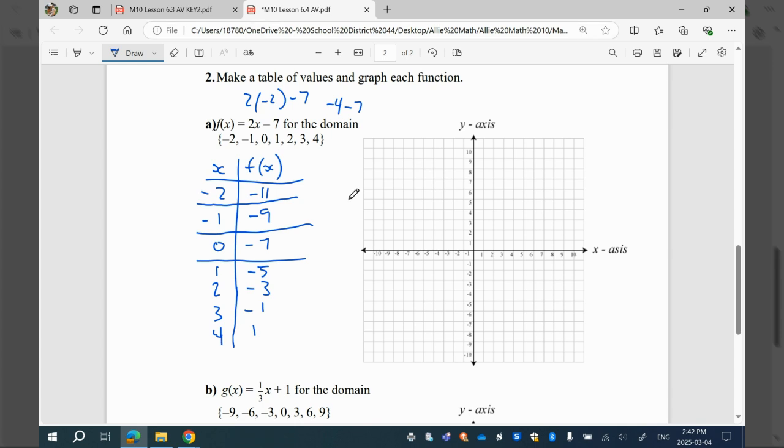And now let's make our graph. So we got a -2, -11, all the way down there. Next, we have a -1, -9. Next, we have 0, -7, 1, -5, and then you can kind of see we got a 2, -3, 3, -1, and a 4, +1. And there we go.